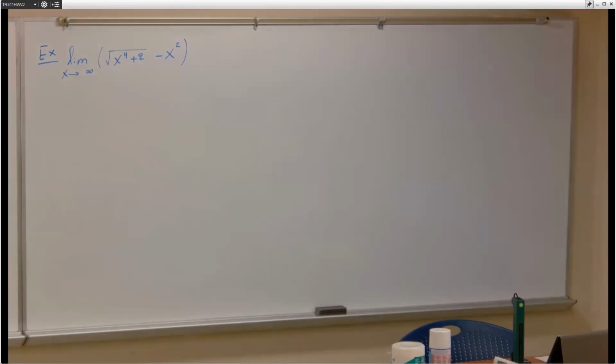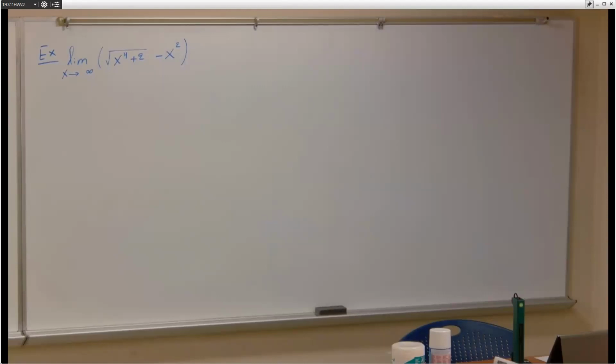We have a radical with 2 terms, and minus another term. So first of all, we can't distribute the limit over each term, because there are 2 terms under the radical and the other term by itself. So in this case, how are we going to do that?